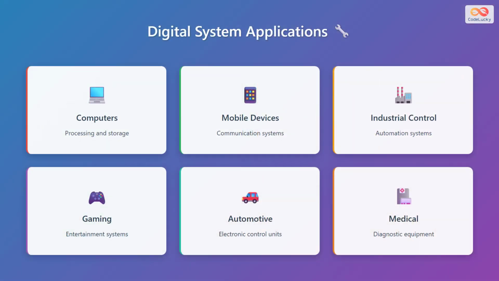Digital systems find applications across various industries. They are used in computers for processing and storage, in mobile devices for communication, and in industrial control for automation. Additionally, they are essential in gaming for entertainment, in automotive systems for electronic control units, and in medical equipment for diagnostics.